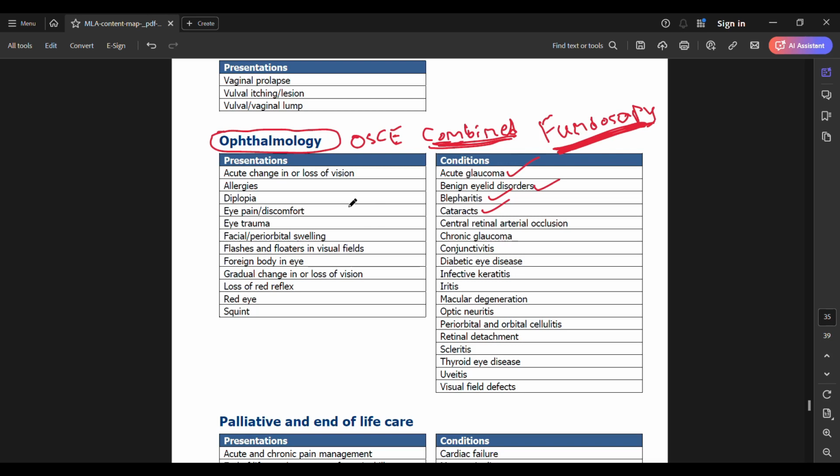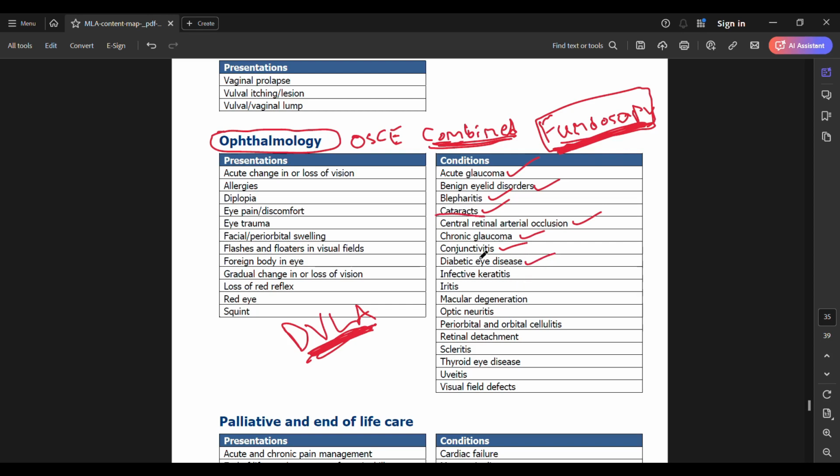One other thing that you need to be wary of in the case of ophthalmology is DVLA. Very important in these cases. You need to tell the patient that they need to avoid driving. Central retinal arterial occlusion. Know which patients show up with this. You need to know the fundoscopic findings in this case as well. Chronic glaucoma, like acute glaucoma, is very commonly tested. No difference between the two. Conjunctivitis could show up as neonatal conjunctivitis or adult conjunctivitis, pink eye, viral, bacterial. Know the difference, know what you're going to do.